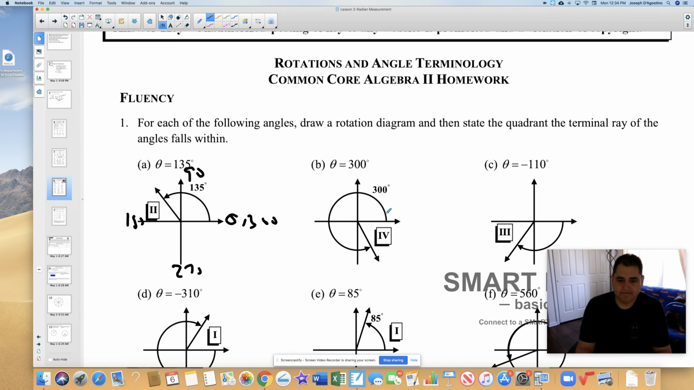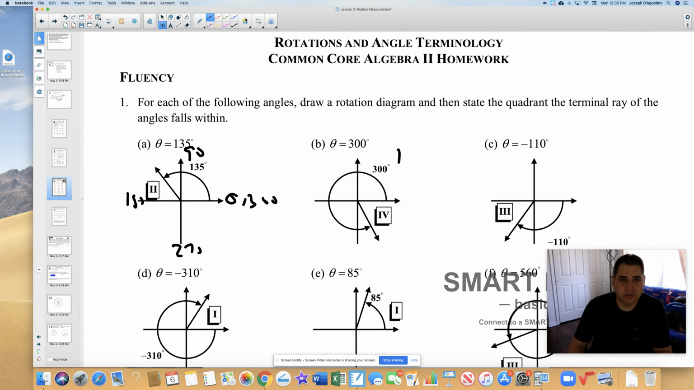300. This is 90, 180, 270. So 300 is right here. Again, it's counterclockwise. It terminates in the fourth quadrant. Right, this is quadrant 1. Let's do a different color here. What color do you want? I like green, so let's go with green.